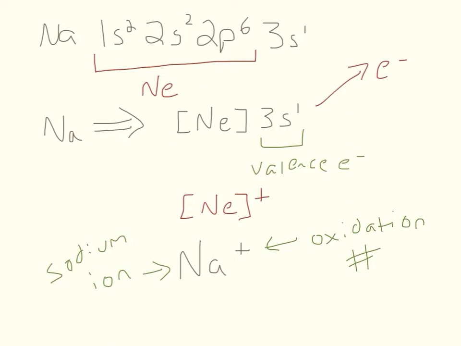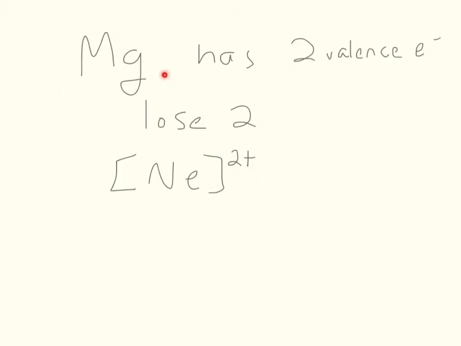Now let me show you an element with a different oxidation number. So magnesium with 2 valence electrons is going to lose those 2 valence electrons and look like neon, but because it lost 2 valence electrons, its oxidation number is 2+. Is this easy? So how do I write the symbol for magnesium ion? Mg2+.